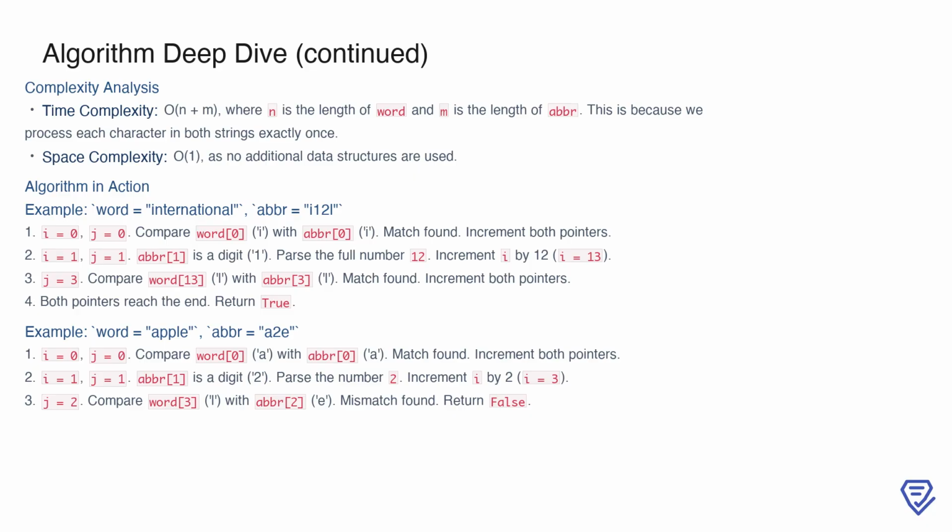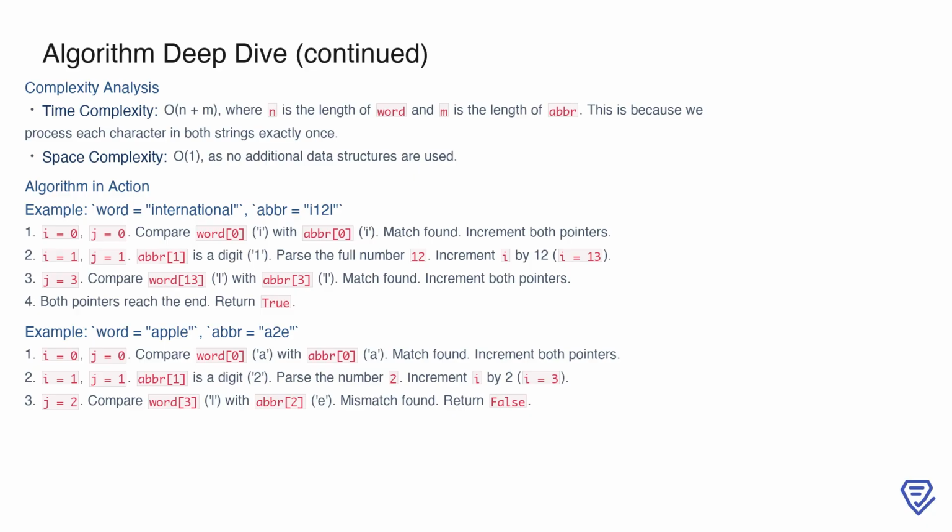To see the algorithm in action, consider the example where the word is "international" and the abbreviation is "i12l". We start by comparing the first characters, i in both strings, which match. Then we parse the number 12 and skip 12 characters in the word. Finally, we compare the last characters, l, which also match. Both pointers reach the end, so we return true.